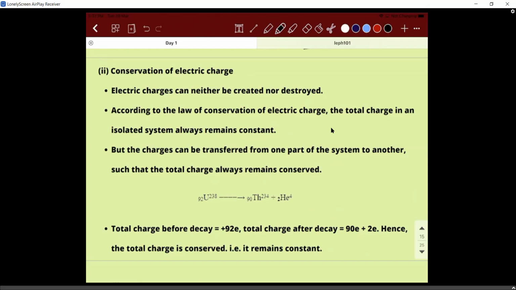So if you talk about the law of conservation of electric charge, the total charge in an isolated system, underline that word isolated, always remains constant. That is the statement. Okay. So when they ask you this, let's say for 1 mark, don't write the explanation that charge can neither be created nor destroyed. That is not what they're expecting. You need to write the statement. What is it? You take an isolated system, the total charge of an isolated system is always a constant. That is the statement.